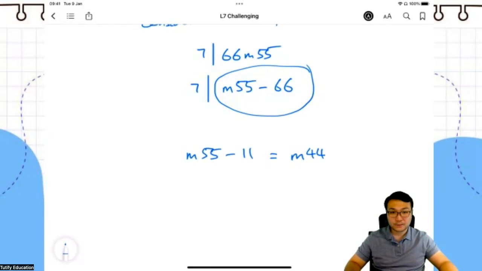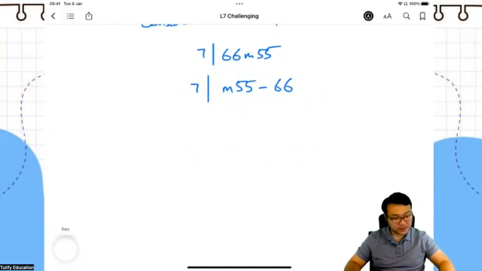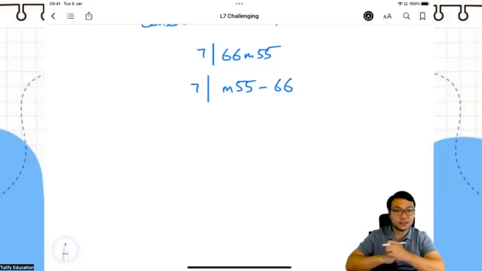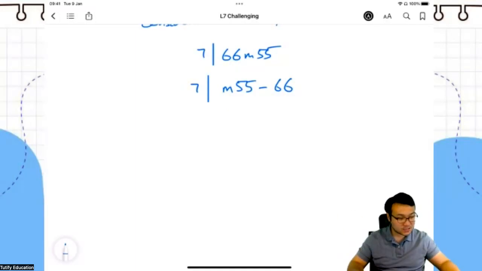Times M55 by... wait, no. Actually, it is something along that line. We must modify the M55. Gwen, can you just give me a number that is divisible by 7? Just any number that's divisible by 7? 49. Okay, 49 is going to be a problem. Can I say 21 is divisible by 7? You agree? Yeah.